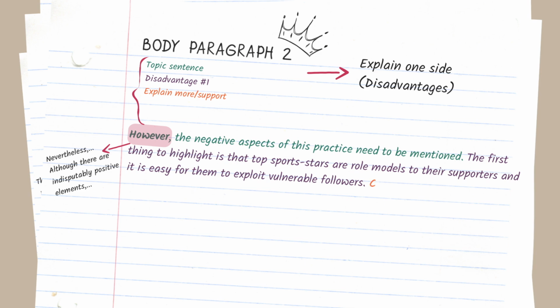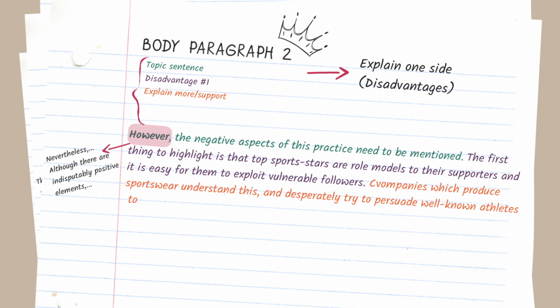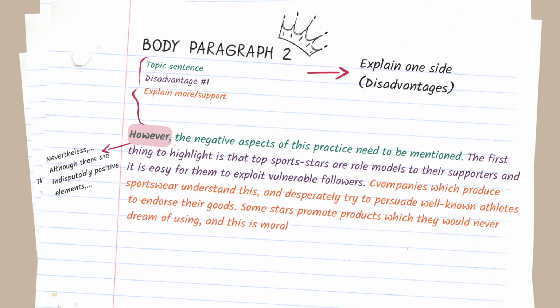Companies which produce sportswear understand this and desperately try to persuade well-known athletes to endorse their goods. Some stars promote products which they would never dream of using, and this is morally wrong. This is the way how I support the first disadvantage. Now, after this, I should write my second disadvantage.